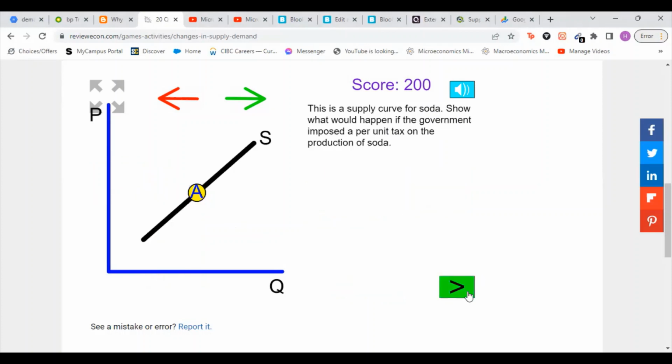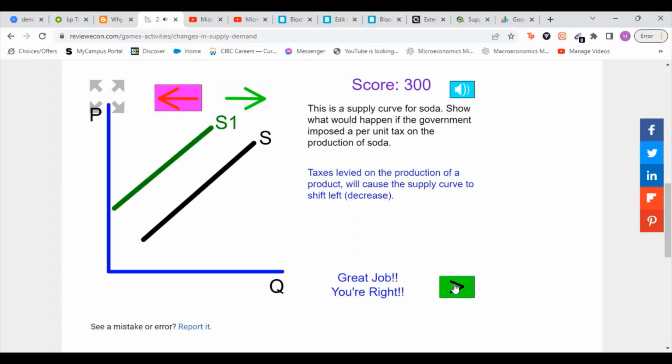And this is a supply curve for soda. Show what would happen if the government imposed a per unit tax on the production of soda. What would happen? It will shift along the supply curve to the left. Yes, that's great. So supply decreases.